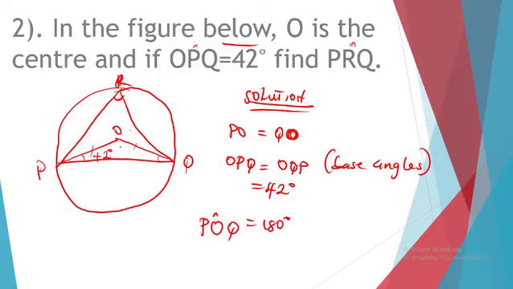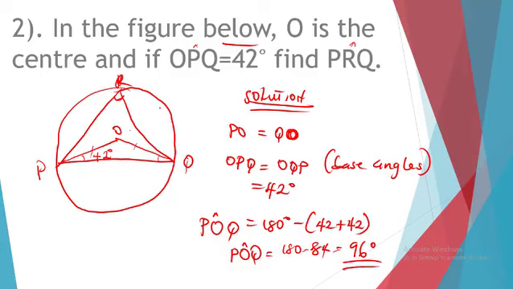So to get the value of O now, we have to subtract what? 42 plus 42, which are the values of O and P, and therefore we have POQ to be equal to 180 minus 84. 180 minus 84. And what do we have? We have our answer to be what? 96. So the value of O here is 96.